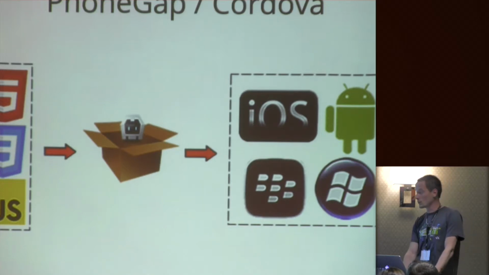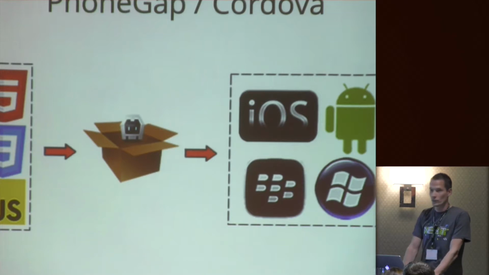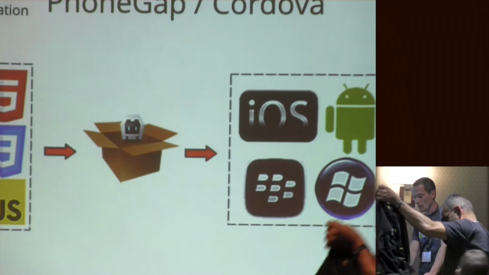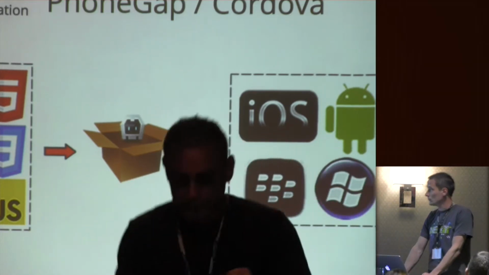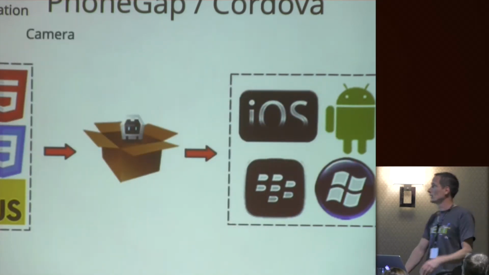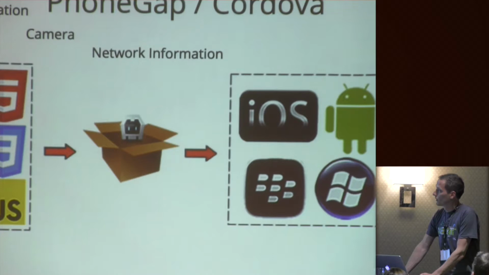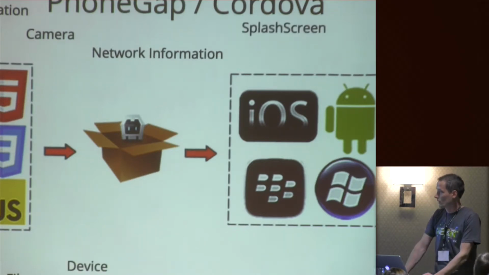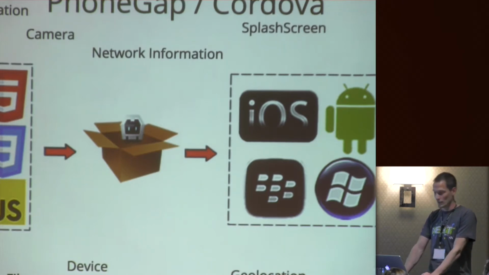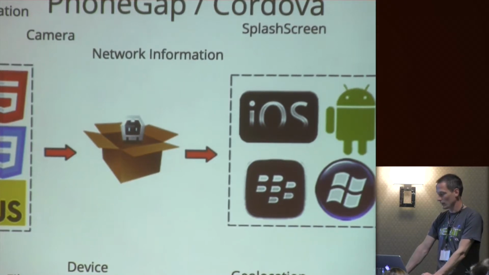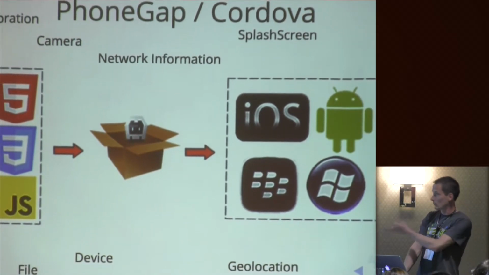PhoneGap wraps your web app as a native app, and in that way you can interact with native hardware features in a consistent way. The Apache team who created PhoneGap in the first place, or actually it was Nitobi, but it's a long story, but now it's being maintained by Apache. They created all kinds of core plugins because everybody needs a splash screen and vibration and network information, file, device, etc.